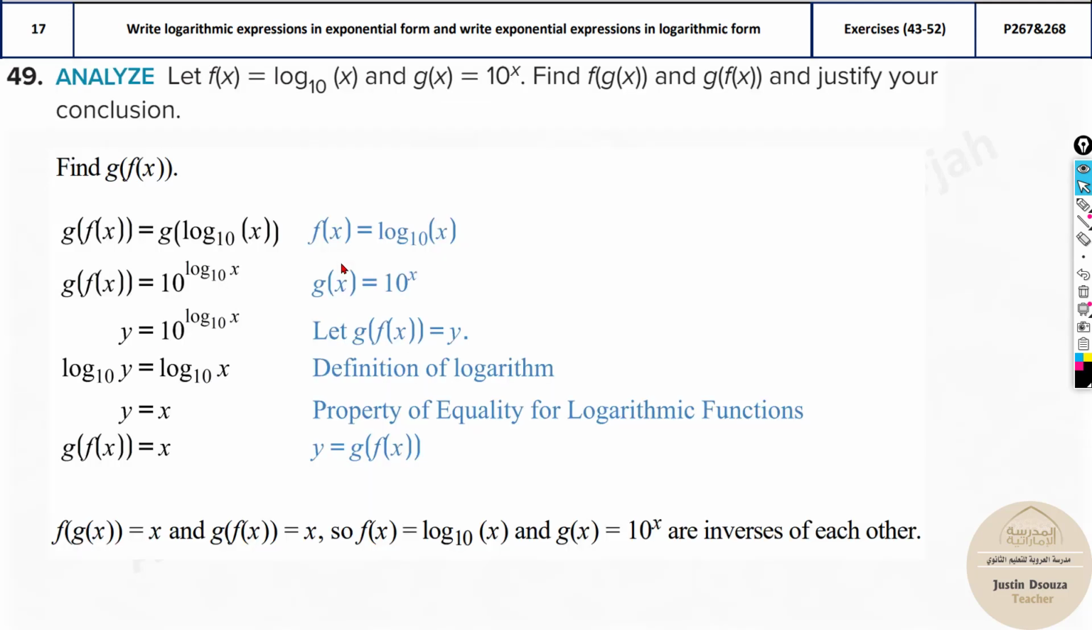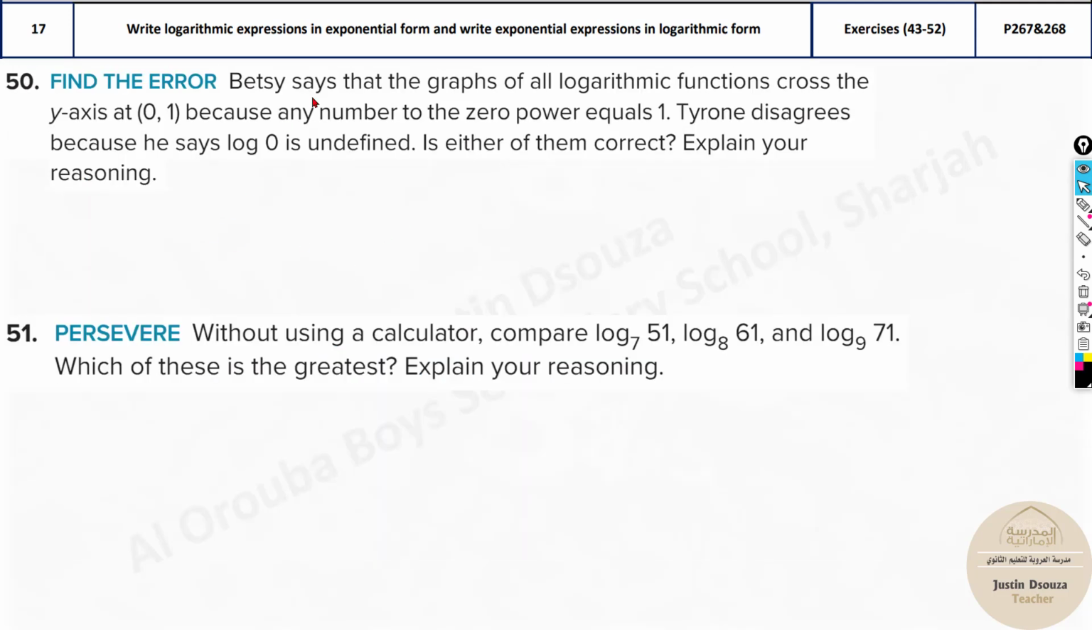And that's the answer over there. And what else? Now we have some more understanding problems, I believe. Betsy says that the graphs of all logarithmic functions cross the y-axis at (0, 1), because any number to the 0 power equals 1. Tyron disagrees and says log 0 is undefined. Is either of them correct? Explain your reasoning. So let's just understand. Log functions can never have x of 0. Why? Because at 0 it's undefined.